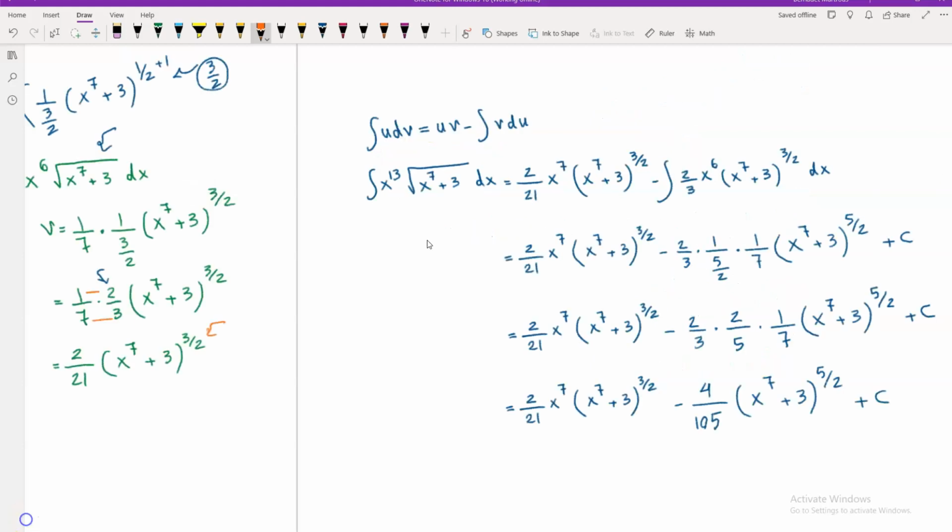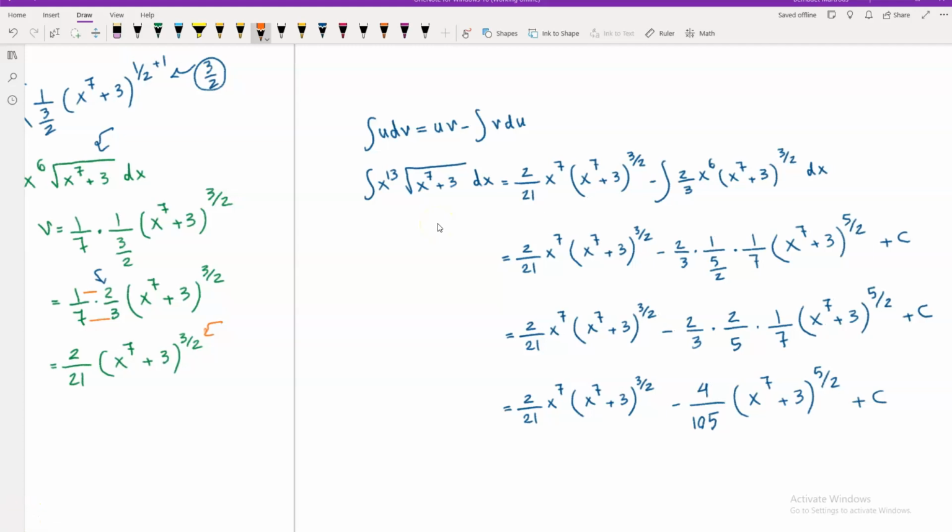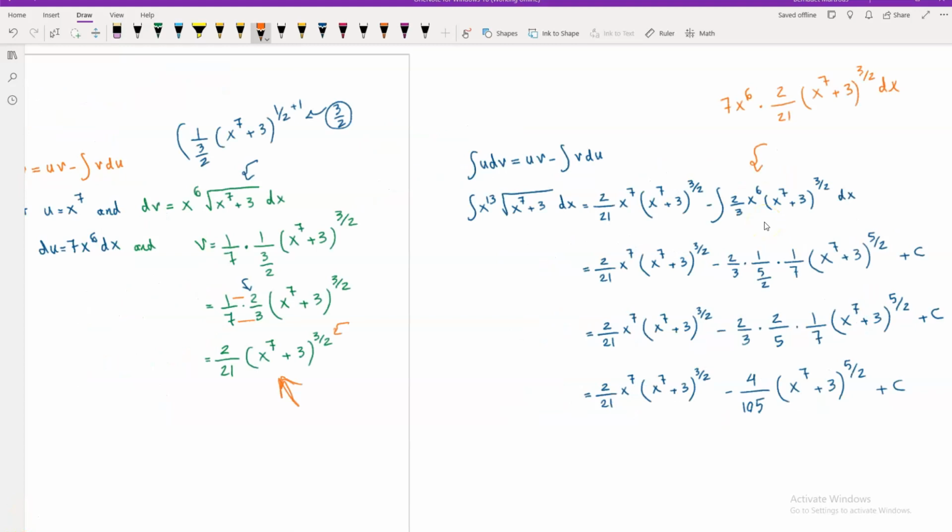Now finding our integral, this is equal to u times v. U is x to the 7th power, and v is what we had here on this part. So multiply these two, and then minus the integral of v, which is again this part, times du. So I simplified this part, but what we had was this one here on top. So we had du as 7x to the 6th power times v as 2 divided by 21 times x to the 7th power plus 3, power 3 over 2, times dx.